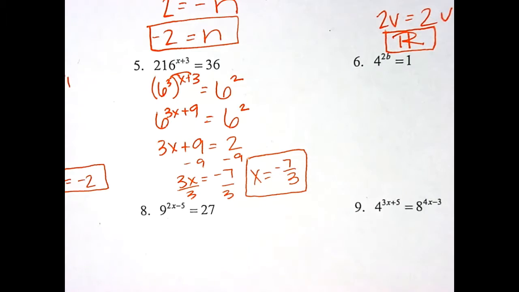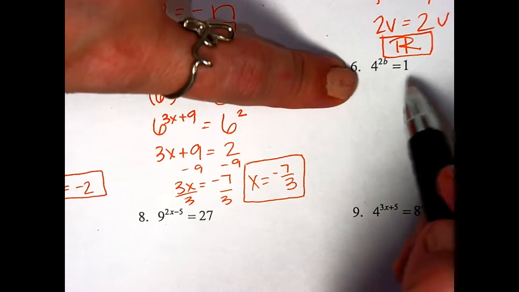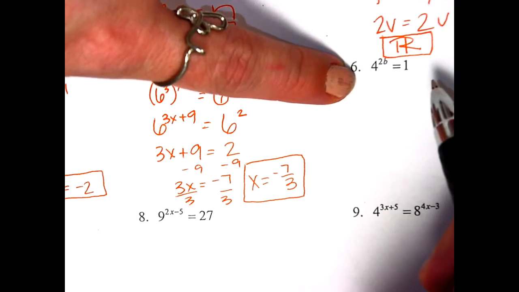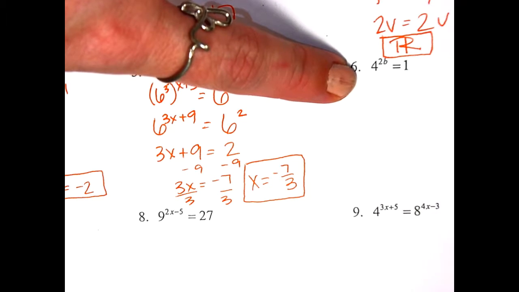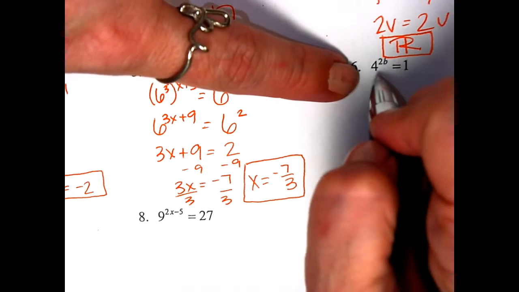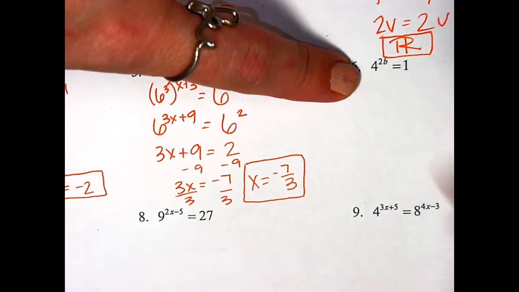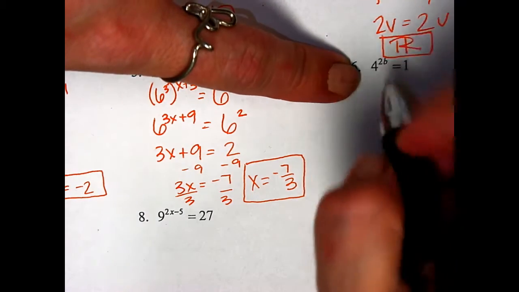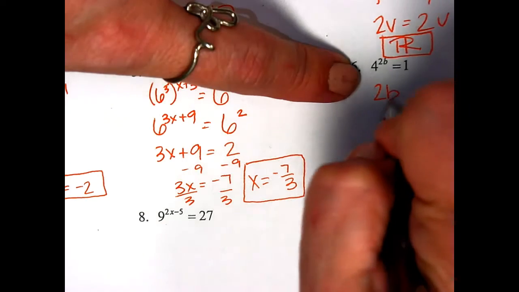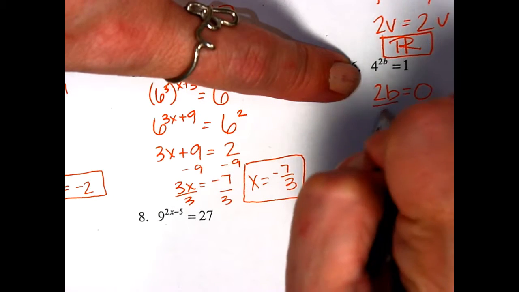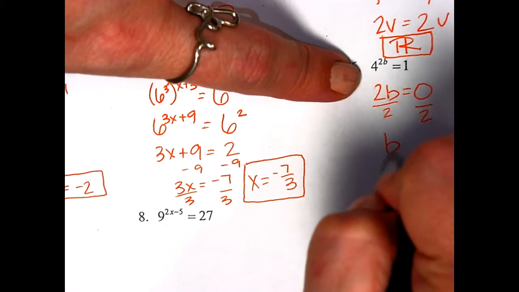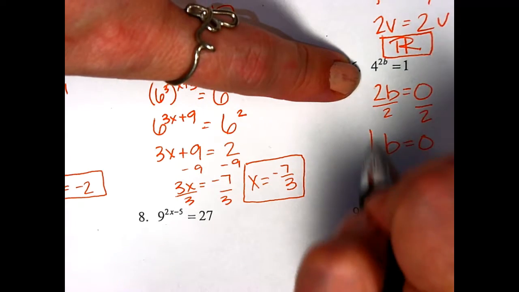On number 6, when something equals 1, it's not going to have a power. So you're going to drop these, or we know that it has to equal 0. Anything to the 0 power is 1. So this would be 2b equals 0. Divide by 2. So b equals 0.